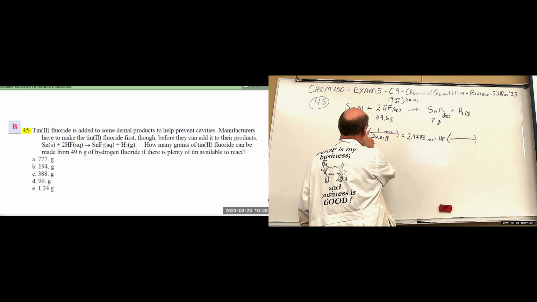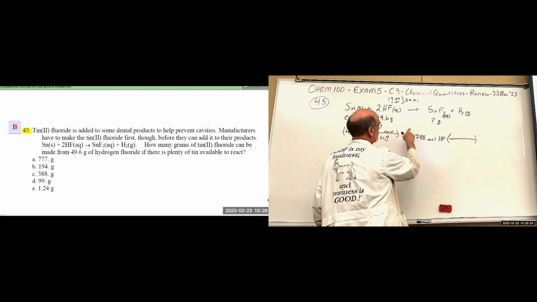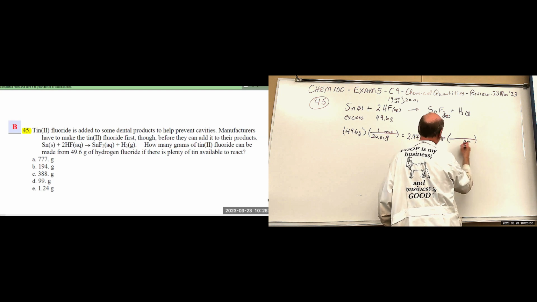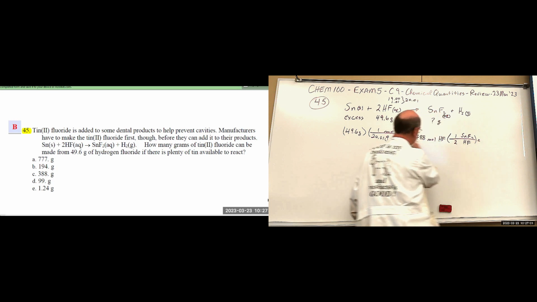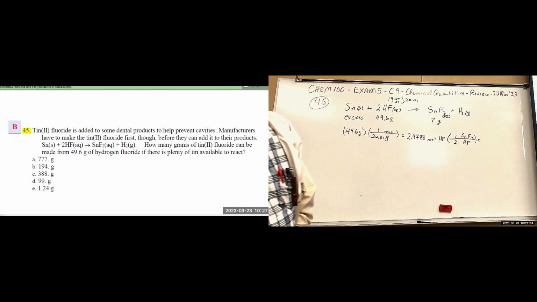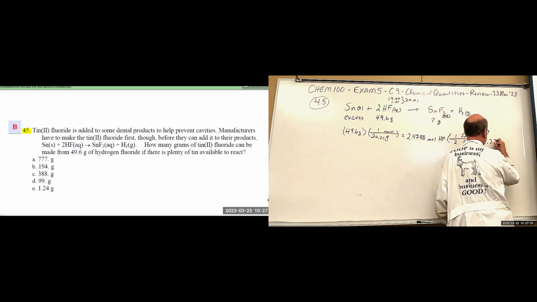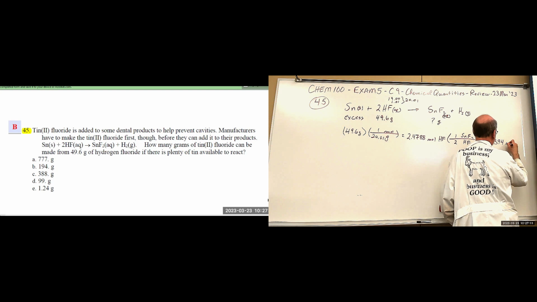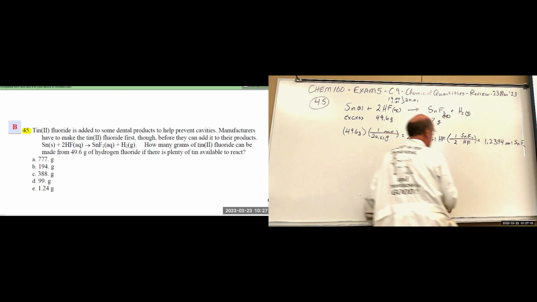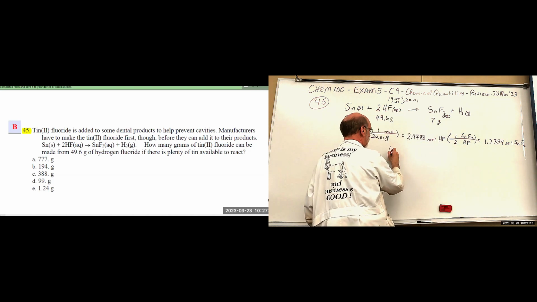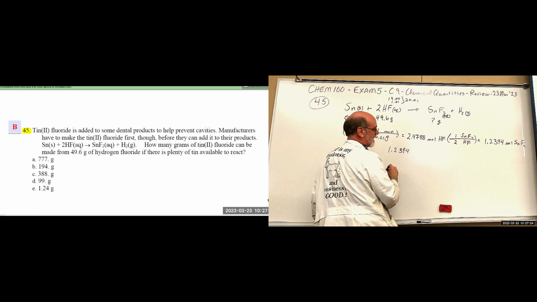Okay, so how many moles of tin(II) fluoride are produced? Well, here's the conversion factor. There's 2 there and there's 1 there. That means we divide that value by 2. 1.2394 moles of SnF2. Now we need to convert that back to mass.